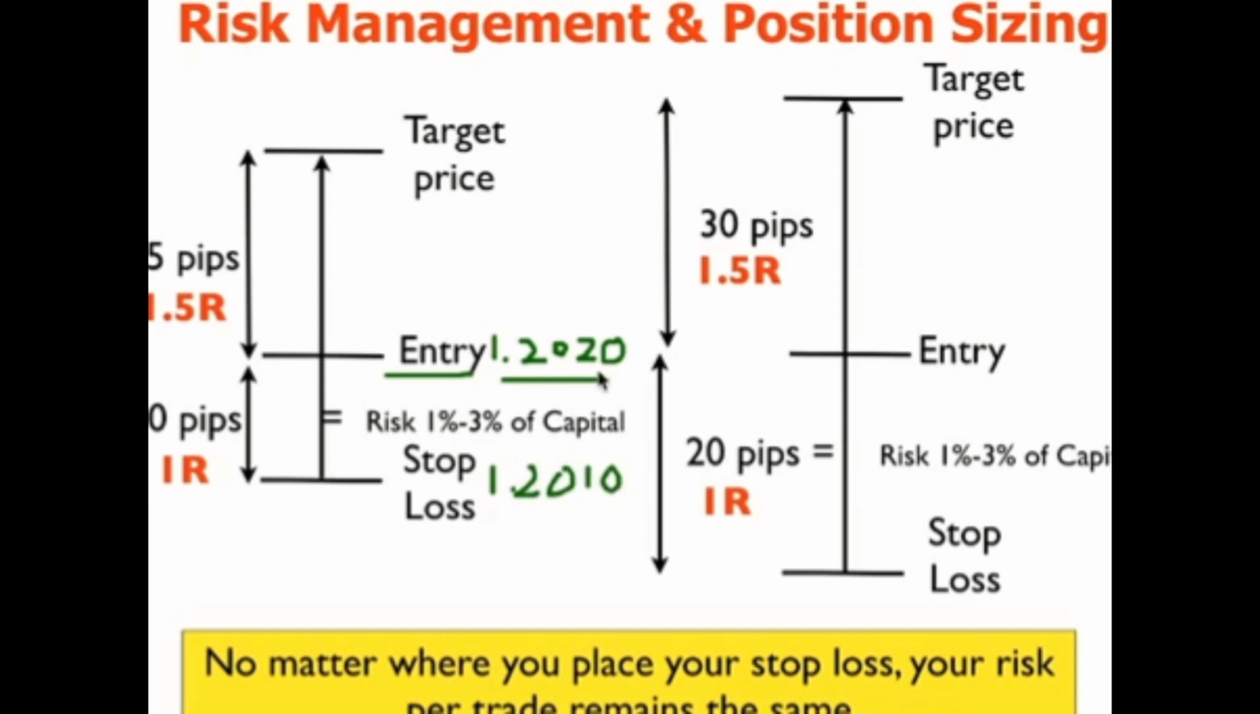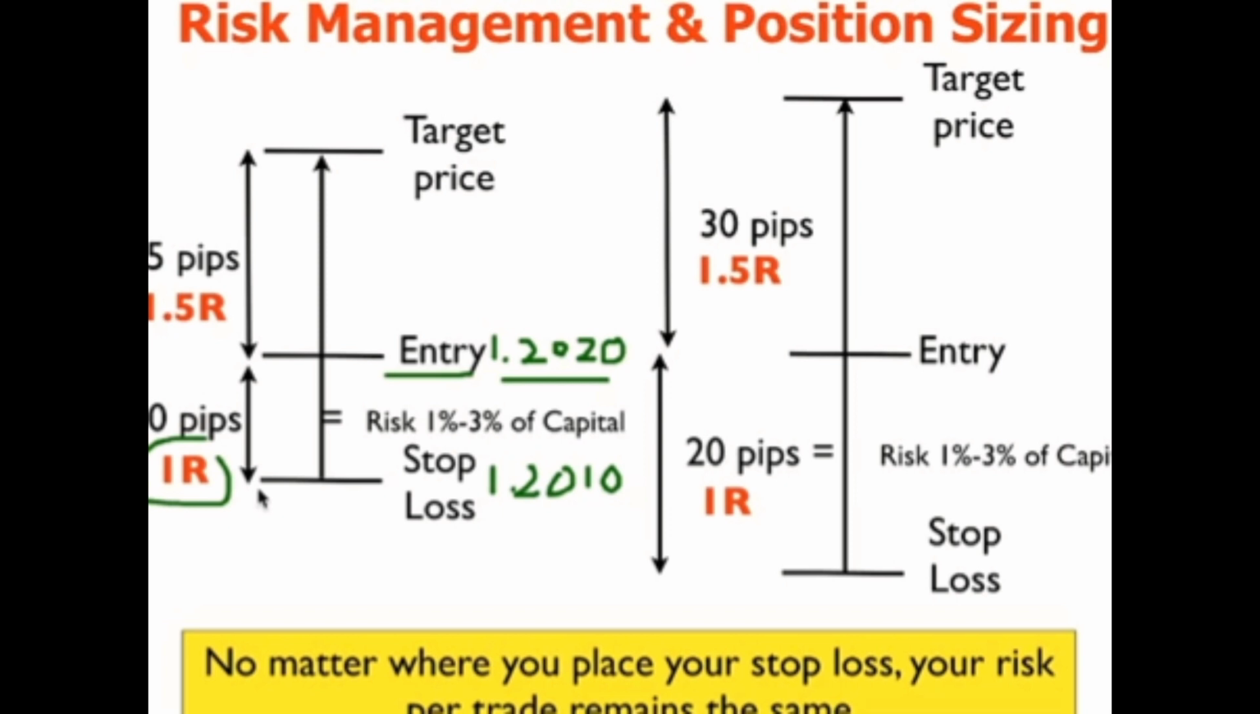Remember when I taught you about risk and reward, you risk 1R to gain 1.5R. So if our stop loss is 10 pips, that means that 1.5R of 10 pips is 15 pips. So our take profit level should be 15 pips. And in this case, it should look something like 1.2035. So now on your right hand side of the screen is a different trade, but your stop loss is now 20 pips. So 1.5R of 20 pips is 30 pips. So your take profit should be 30 pips above the entry price.